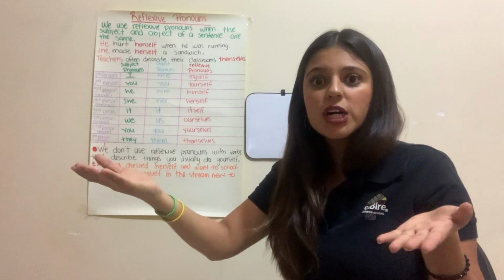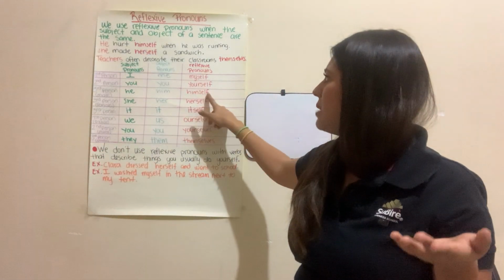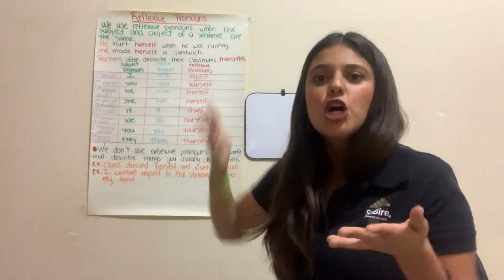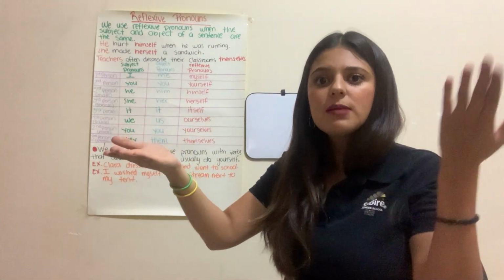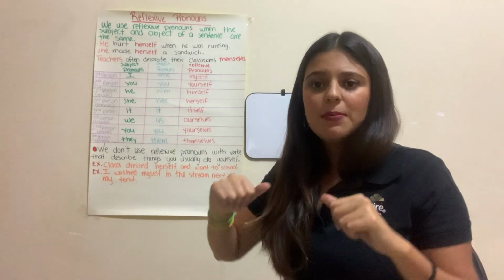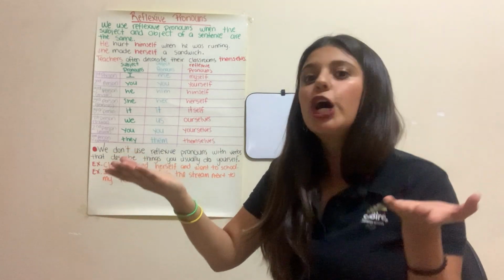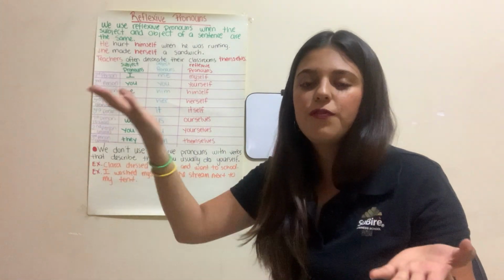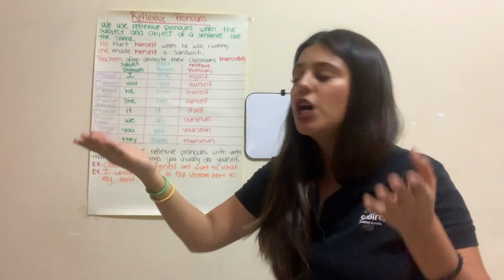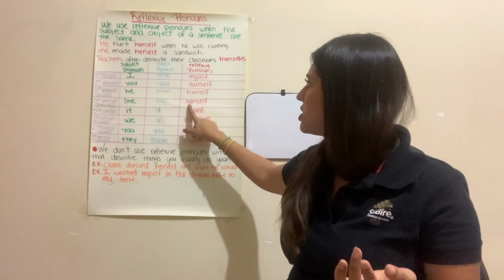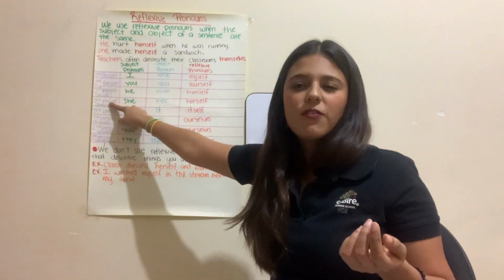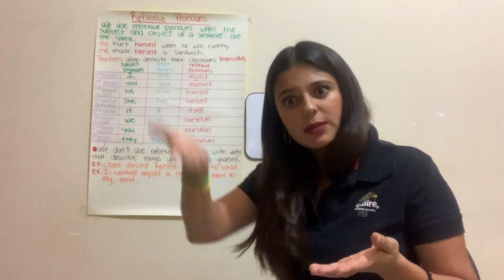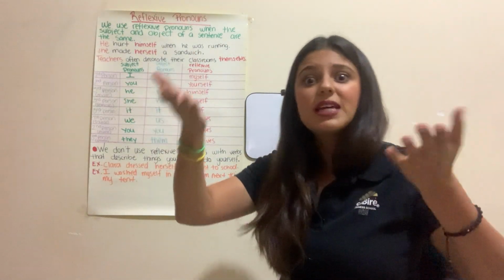Rodrigo hurt himself. Why himself? Because Rodrigo is a male. It's a he. Okay? Rodrigo hurt himself. Okay? Jimena hurt herself. Now it's herself because we're talking about a girl, a female. Jimena hurt herself. So now we're going to use herself because it's a she. It's a female.